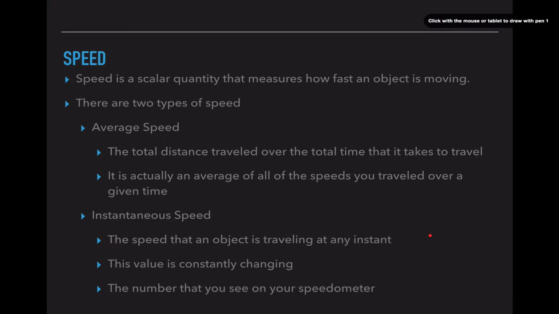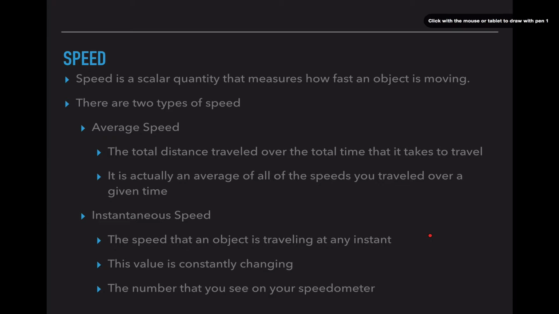So speed. Lots of information on the slide. First thing that we have to look at is the fact that speed is a scalar quantity that measures how fast an object is moving. So it can be measured in miles per hour, kilometers per hour, meters per second. Most of the time in this class, I'm going to require that you convert things to meters per second because that is going to be most useful to us in the future. There are two types of speed that we're going to look at. The first one is the average speed, which is the total distance traveled divided by the total time that it takes. And it's actually an average of all the individual speeds you travel in a given time.